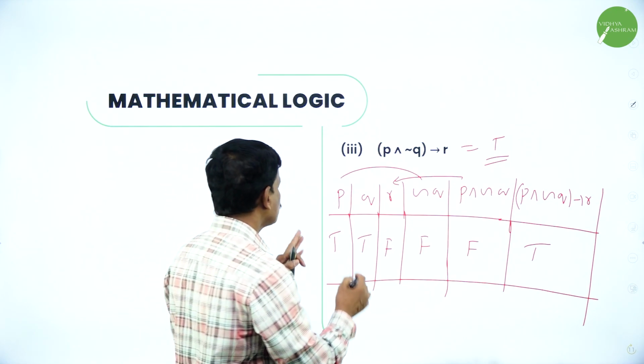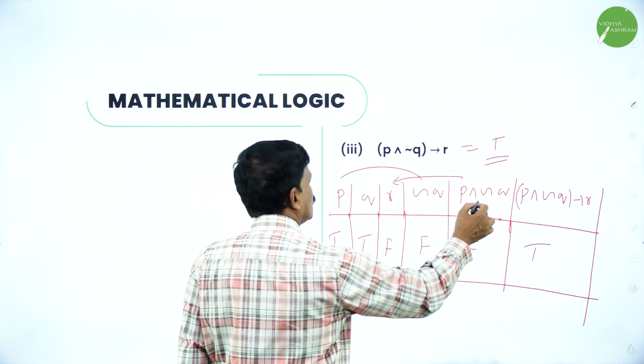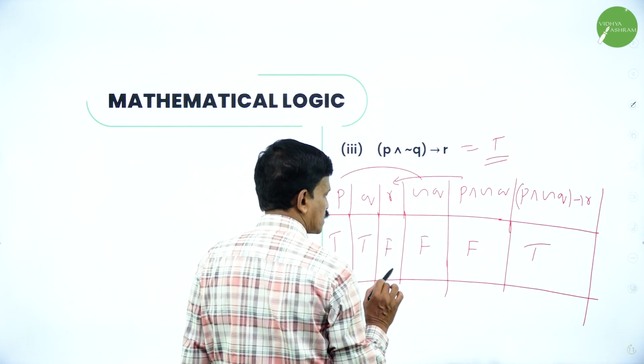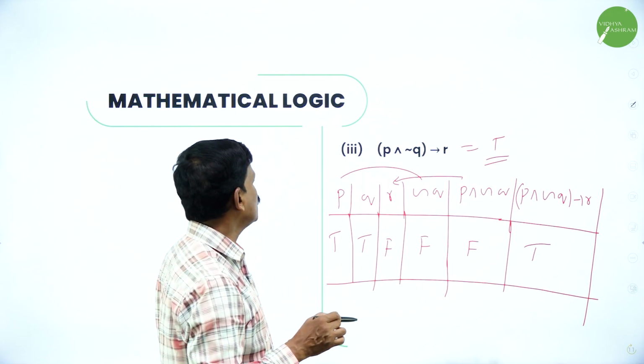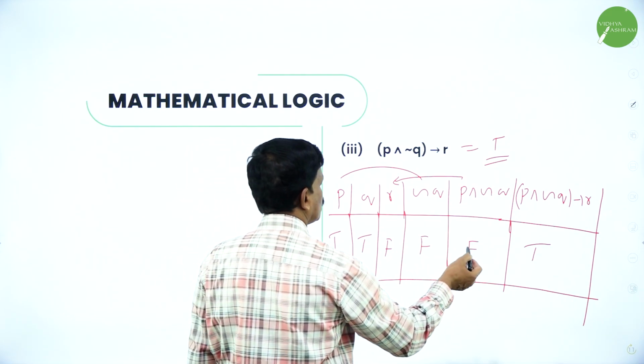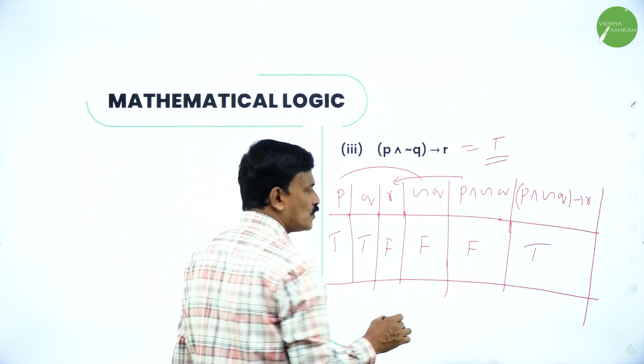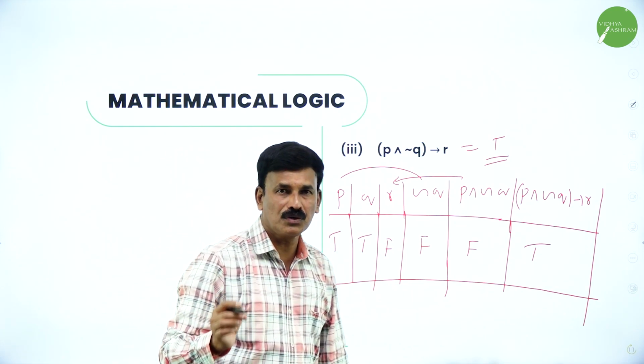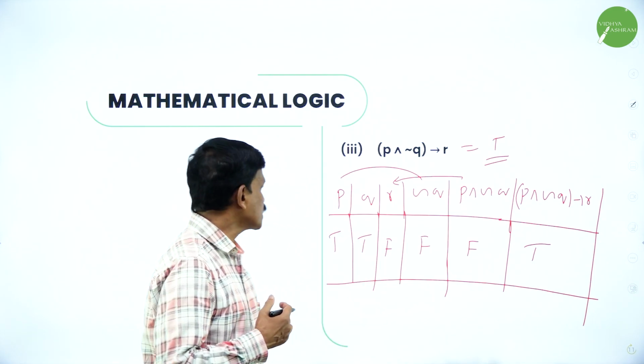Right. See here. Just write down the conjunction for P and negation Q. True and false is false. Conjunction is false. Again, the conditional statement. Conditional statement for false and false. False and false is equal to true. That's it. Hope you followed. Okay. Now move on to the next statement.